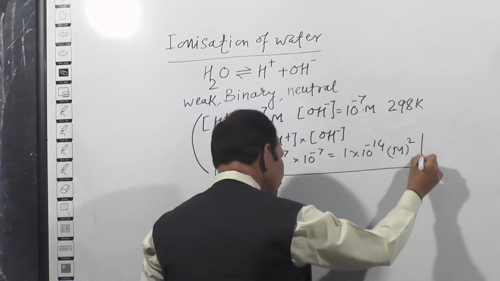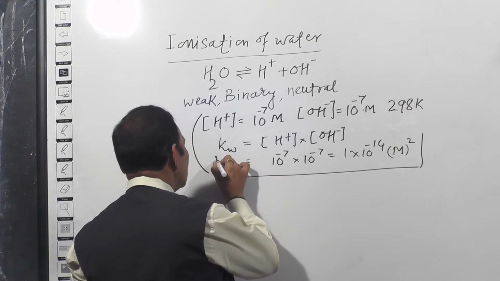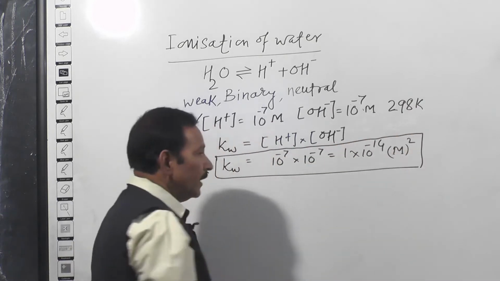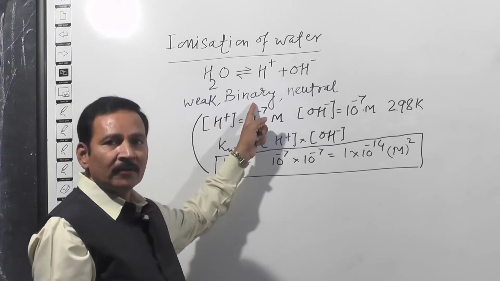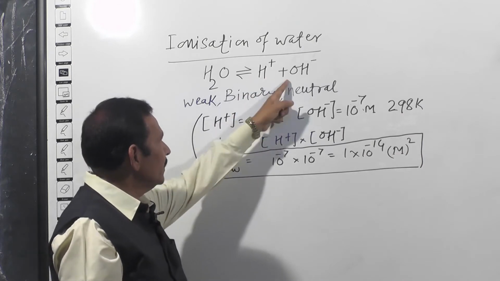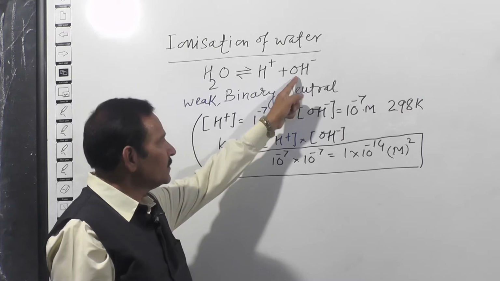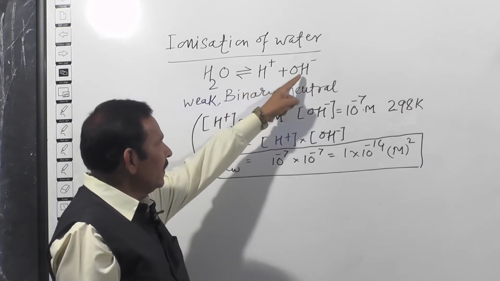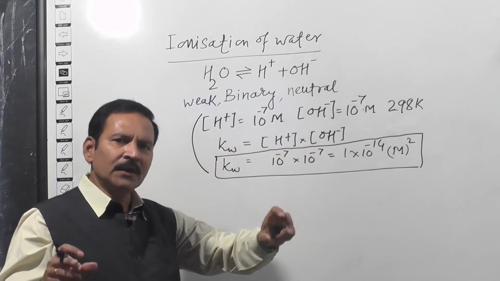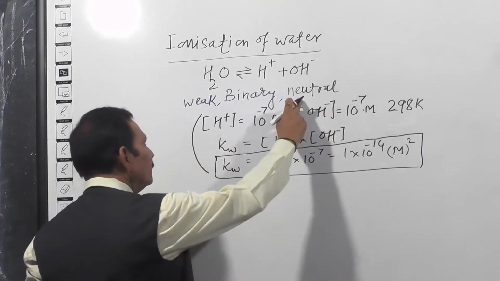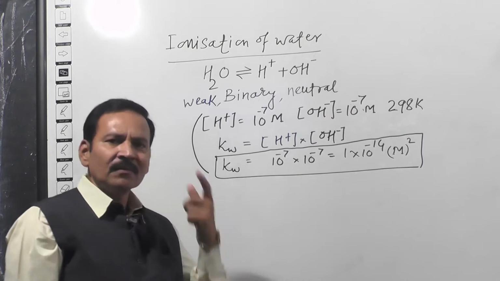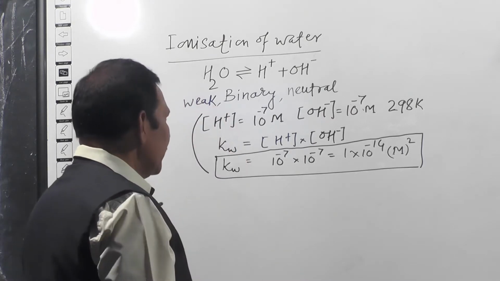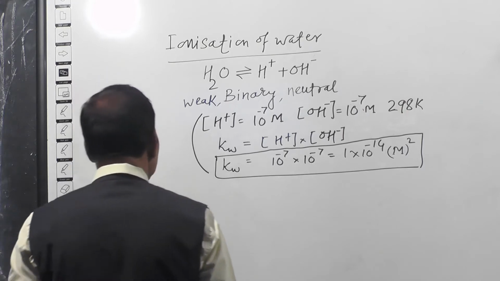And because of this, we call water weak, then binary. Why is it called binary? Equal number of ions having equal charge. Neutral: acidic character and basic character are produced in equal proportion, and therefore it is neutral in nature. So this is the first point, why water is called a weak, binary and neutral electrolyte.